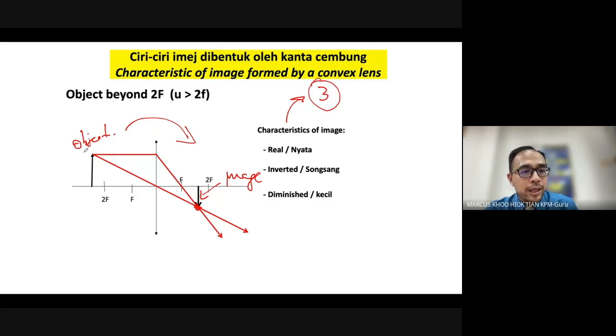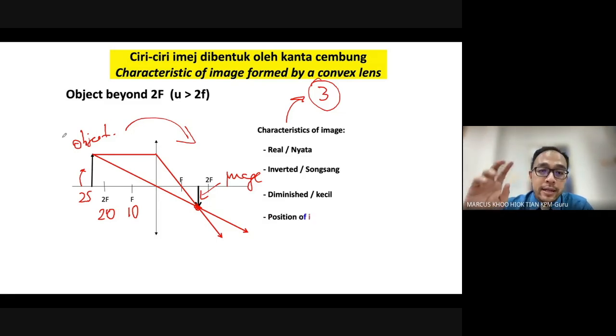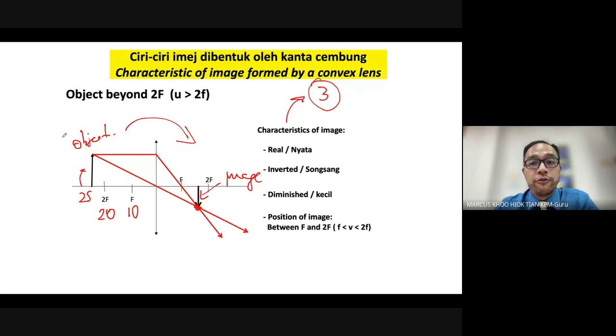What does this object beyond 2f mean? Let's say the focal length of the lens is 10 cm. 2f will be 20 cm. Which means that this object, you place it somewhere, maybe 25 cm over here. You put the object 25 cm away from the lens. That's what this means, object beyond 2f. So the position of the image is between f and 2f, and this is how we complete a ray diagram.